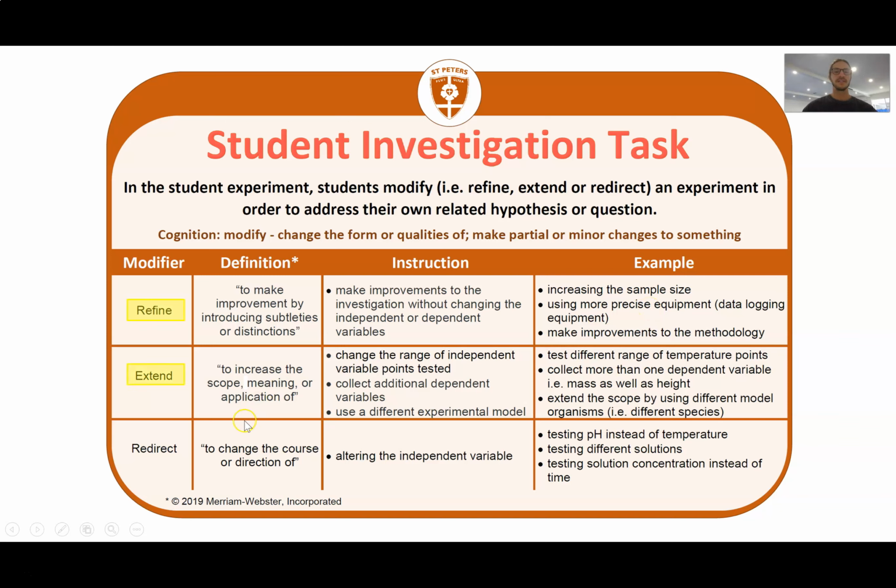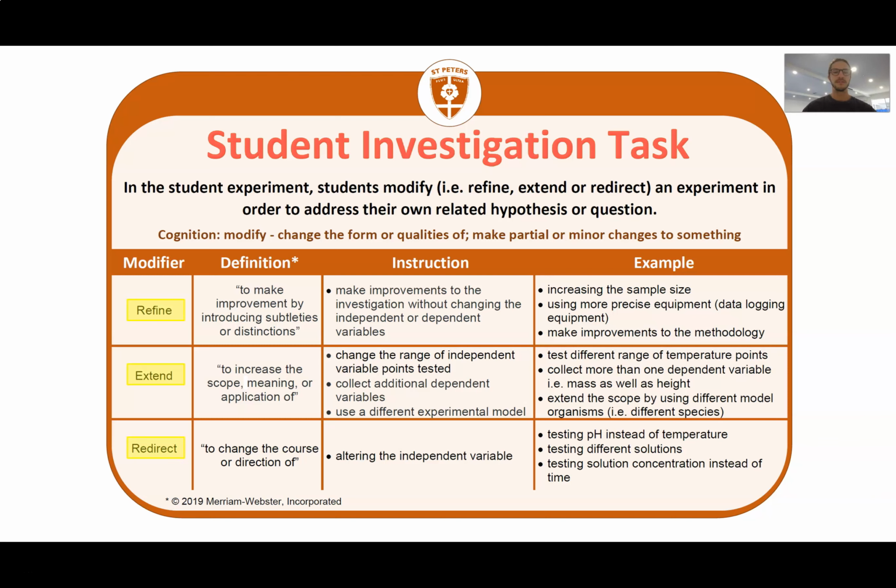You may also extend the experiment, which means to increase the scope or meaning of. So the independent variable for us was the water type. You may change the range of water types. You could also collect additional dependent variables. That's what you measure. So instead of just counting the number of fronds, you could also look at the biomass. You could look at the length or the height of the root.